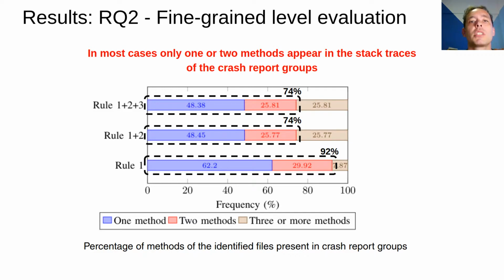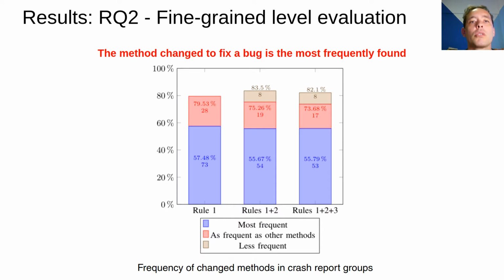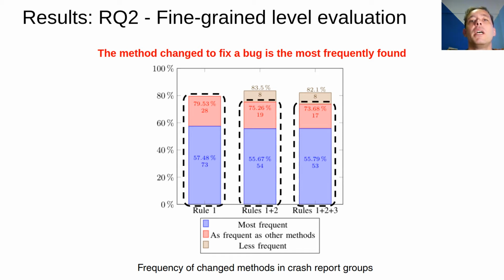We found that in most cases, between 74 and 92%, one or two methods of all the methods, changed or not changed, from a changed file, appear in the stack traces of the crash reports. We also found that about 80% of changed methods from the closed bug fix issues appeared in the related stack trace of the crash report groups. The method changed to fix a bug is the most frequently found on stack traces of the crash report groups or as often as other methods.